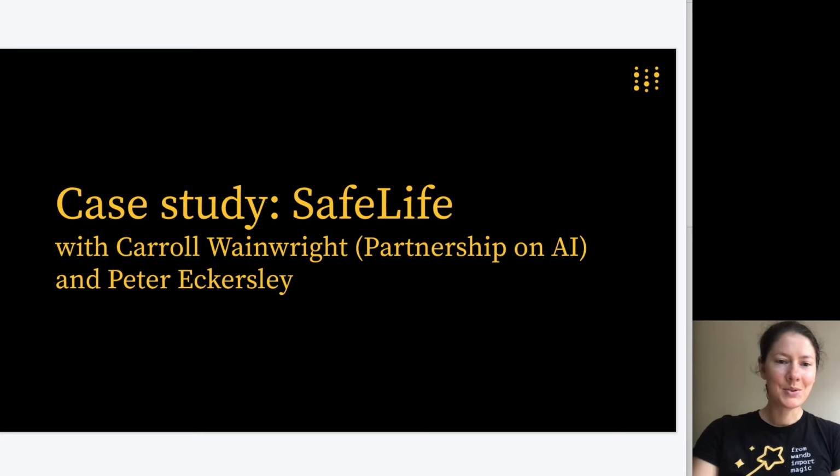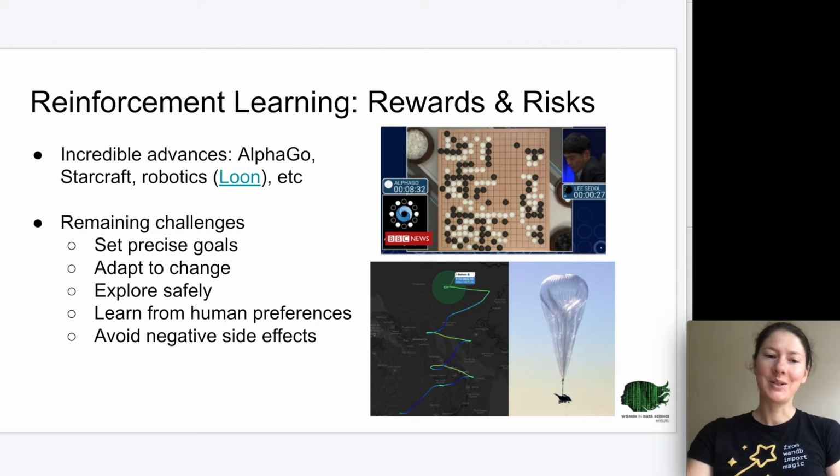And let's hop into Safe Life. This is a project with Carroll Wainwright, Partnership on AI, and Peter Eckersley. Folks have probably heard of the incredible advances we've been seeing in deep reinforcement learning with games like AlphaGo and StarCraft, beating human-level players, and deployment of real-world robotic systems like Project Loon, which is stratospheric balloons that bring internet connectivity to rural areas and navigate using reinforcement learning.